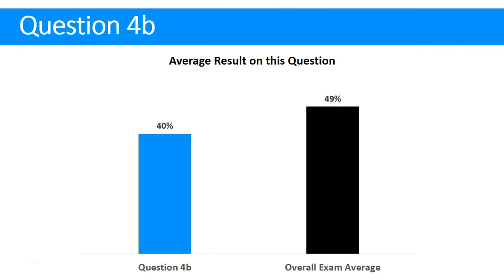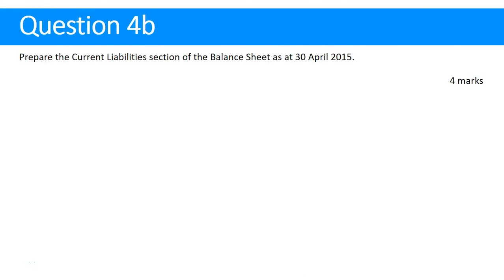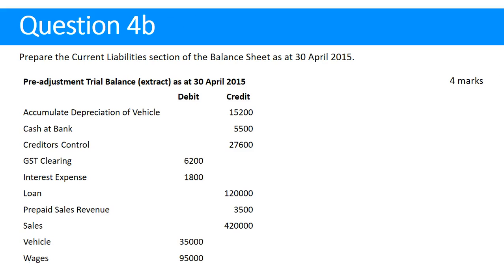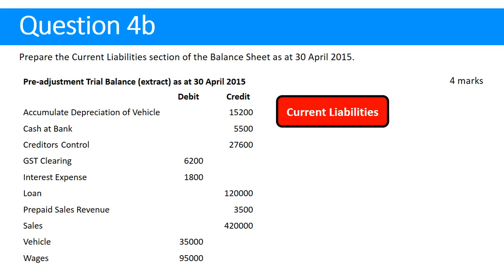Question 4b had an average of 40%, which was below the overall exam average, and what we were asked to do was prepare the current liability section of the balance sheet at the end of April. So what we were given was a pre-adjusted trial balance at the end of April, and we've been asked to go and collate a list of current liabilities.